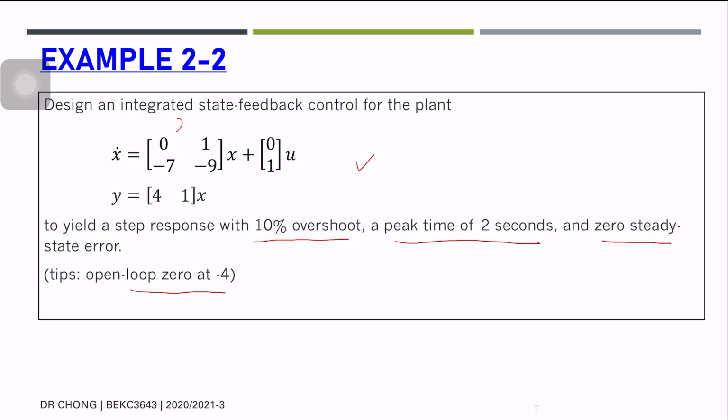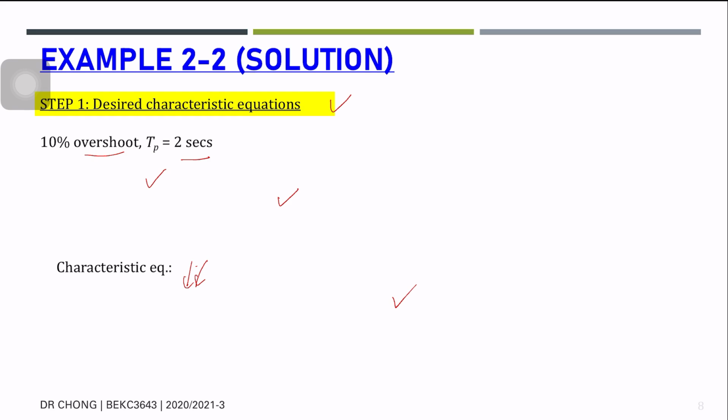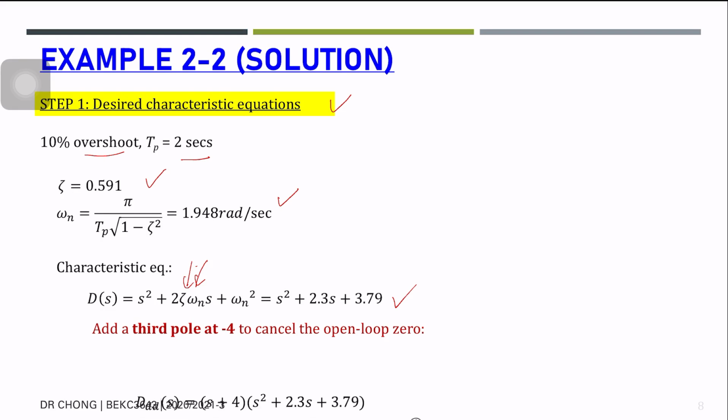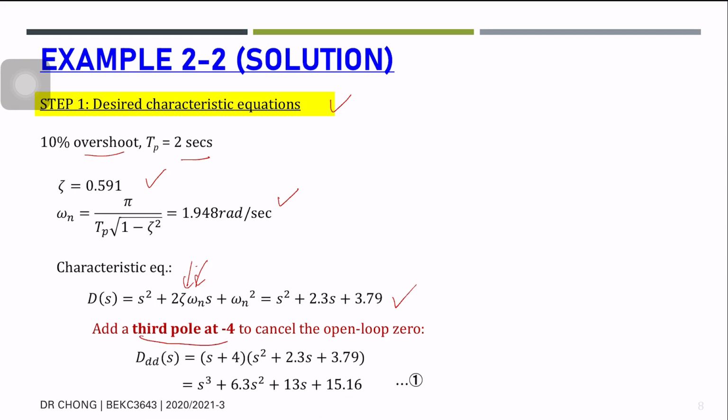you can see that the model is 2 by 2, but we know that if we want to design the integral step feedback with integral, our model must go up one more order, meaning 2 plus 1 becomes 3. So now we need to add the third pole at -4, because that is the value of the zero, to cancel the open loop zero. So you multiply with 4, then you can get the 1.